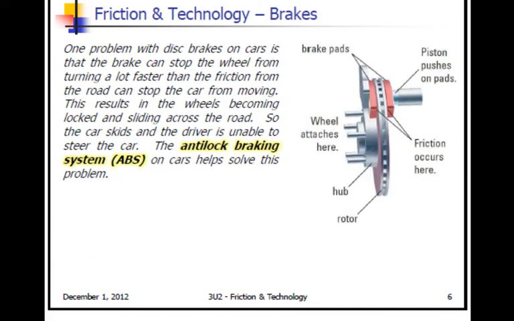One problem with disc brakes on cars is that the brake can stop the wheel from turning a lot faster than the friction from the road can stop the car from moving. This results in wheels being locked and sliding across the road. So the car skids and the driver is unable to steer the car. So an anti-lock braking system on cars helps prevent this.